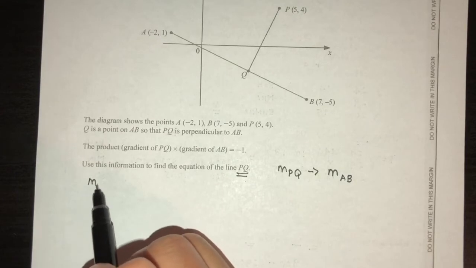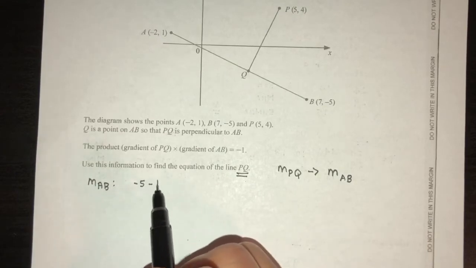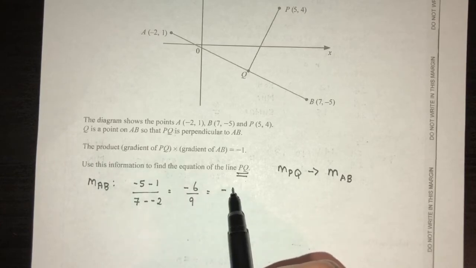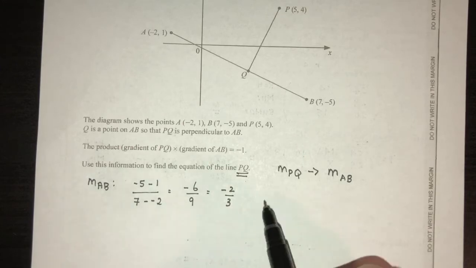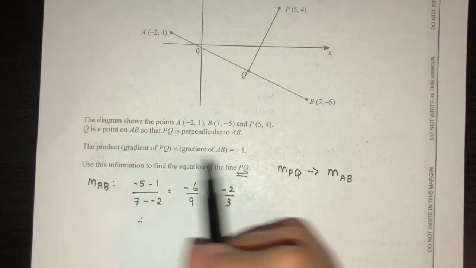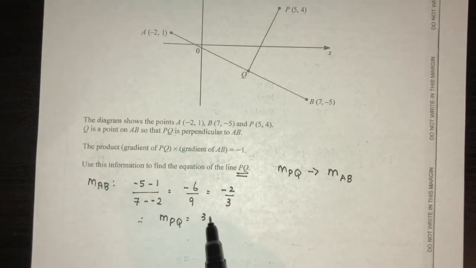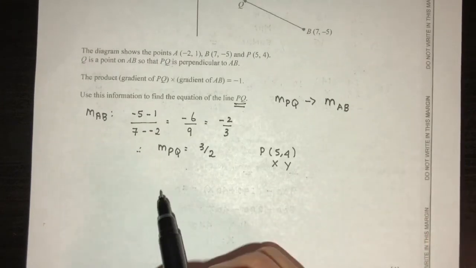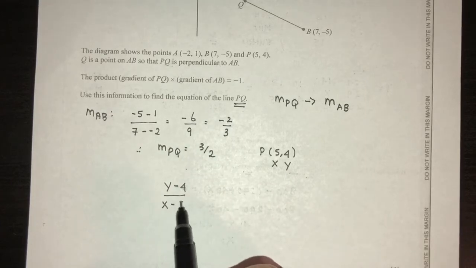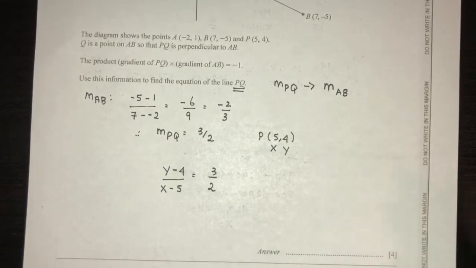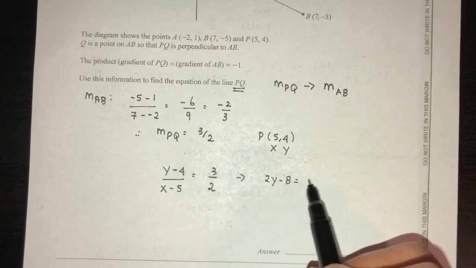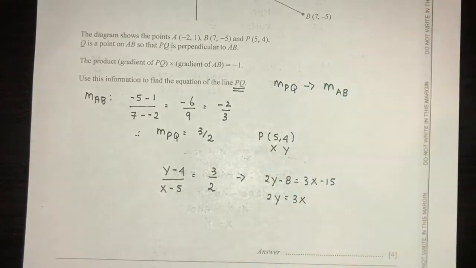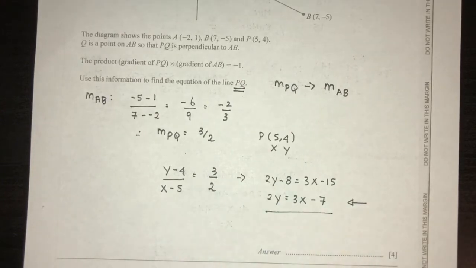So let's do that. Gradient of AB will be y2 minus y1 over x2 minus x1. That will be minus 6 divided by 9. That will be minus 2 over 3. Now because of that, we can derive, as you can see here, that the gradient of PQ has to be 3 over 2. Now we just need a passing point. We have the point P, which is 5, 4, x and y. We can find the equation. y minus 4 over x minus 5 is equal to 3 over 2. Now we just cross multiply, you will have 2y minus 8 is equal to 3x minus 15. 2y equal to 3x, minus 15 plus 8, that will be minus 7. So this is your answer for part 22.